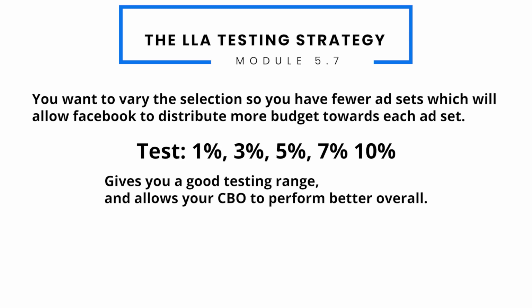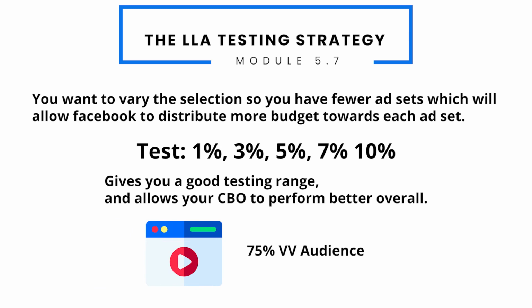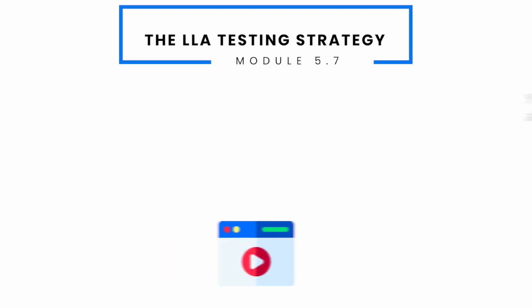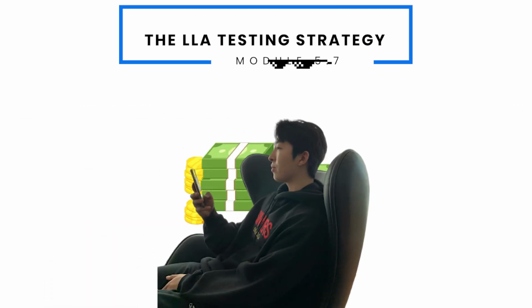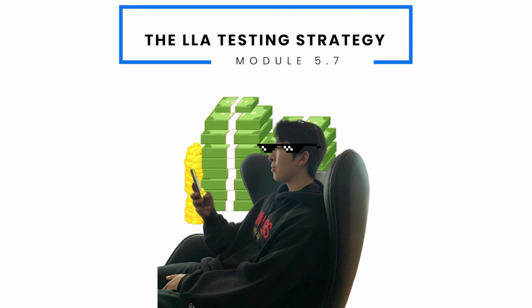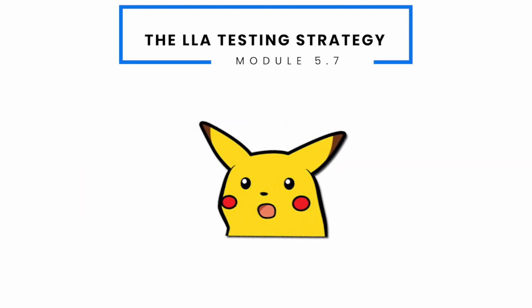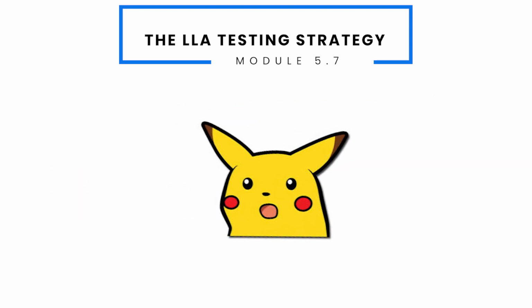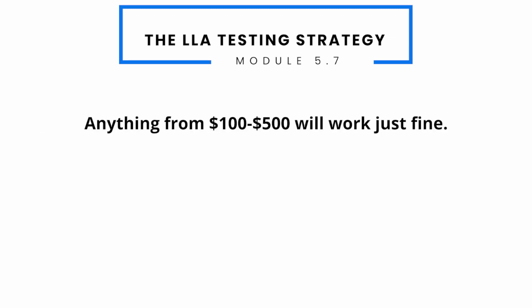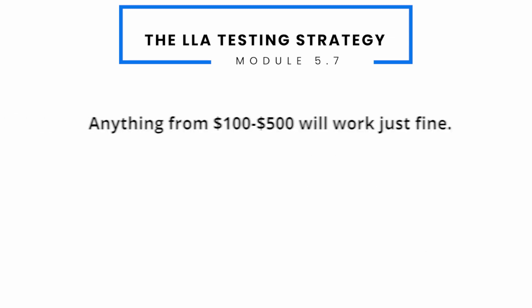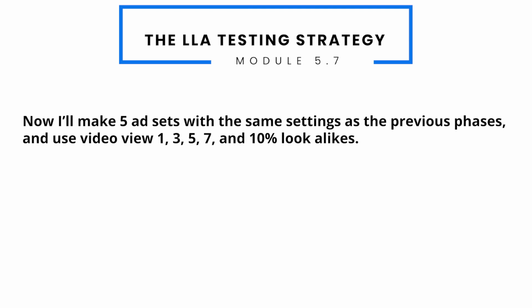So putting all of these things together, once you have enough data, you can start off by testing your video view 75% audience first. Now, because I have a very large ad budget, I start my CBO with a $500 budget. However, if you're less comfortable or don't have a lot of cash flow, anything from $100 to $500 will work just fine. Now, I'll make 5 ad sets with the same settings as the previous phases and use video views 1, 3, 5, 7, and 10% lookalikes.